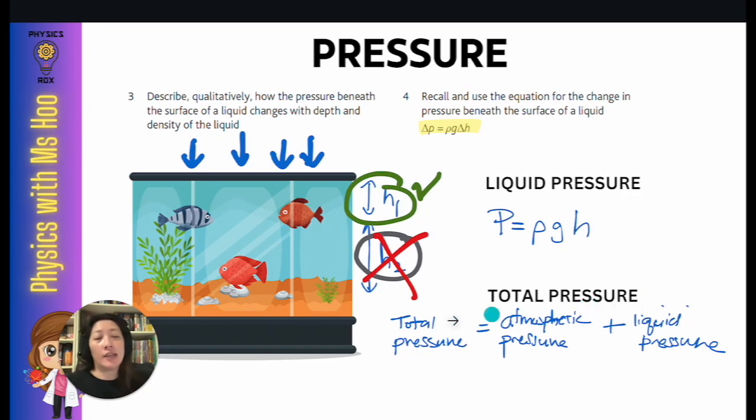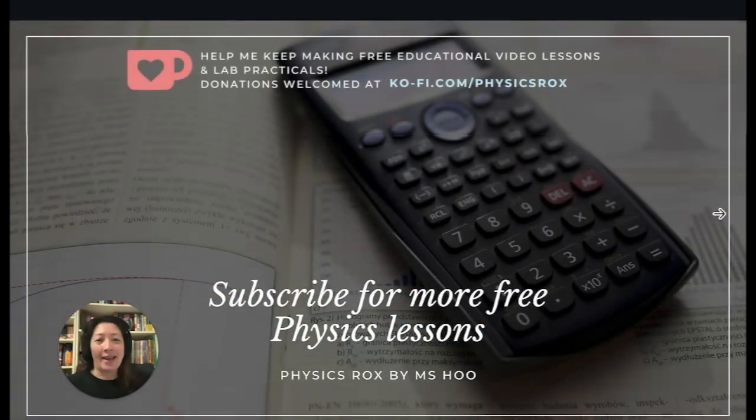Or they could give you the total pressure, they give you the atmospheric pressure, and maybe they want you to calculate h, for example. So then you need to calculate the liquid pressure from this formula and then take this formula to calculate h. Really depends on the question. But generally, this is what you need to know when it comes to liquid and total pressure. So that's Unit 1 in a nutshell.